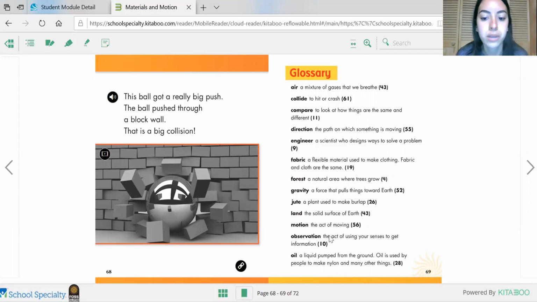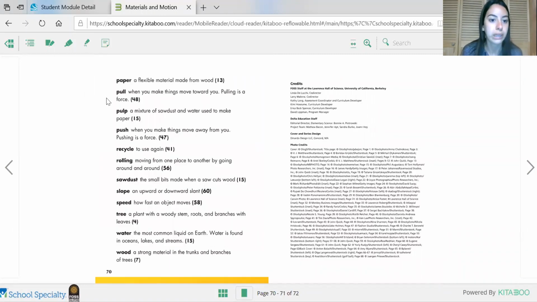All right, we learned the word motion. Say motion. Motion is when things move. We learned the word pull. Pull is when you move something towards you. Push is when you move it away from you. We learned the word slope. Say slope. Slope is when things move down or when they move up. They're going down or up a slope.